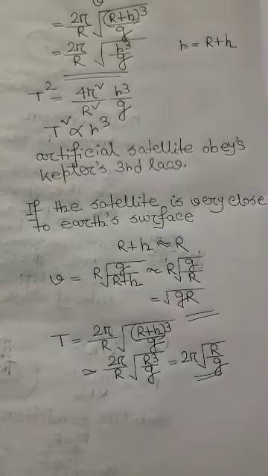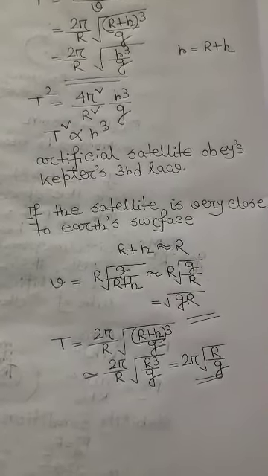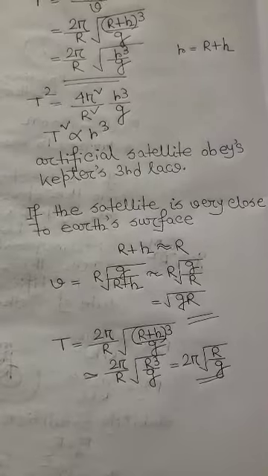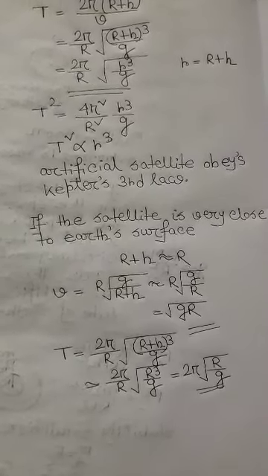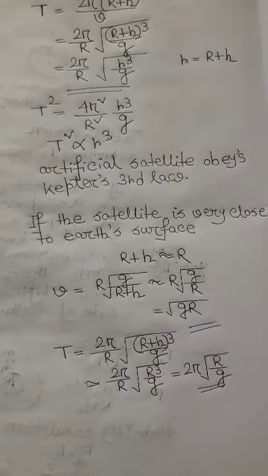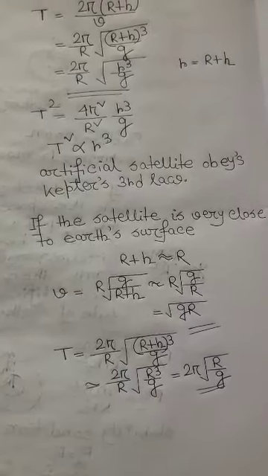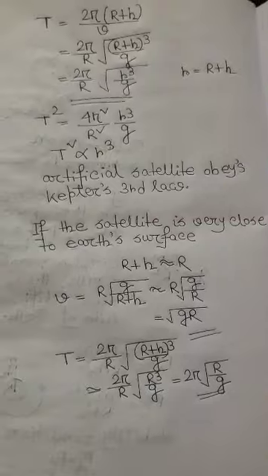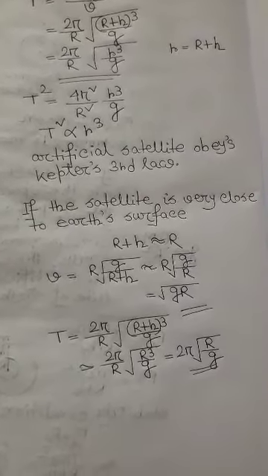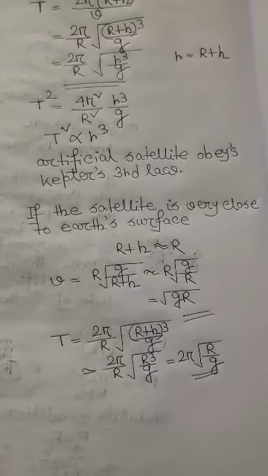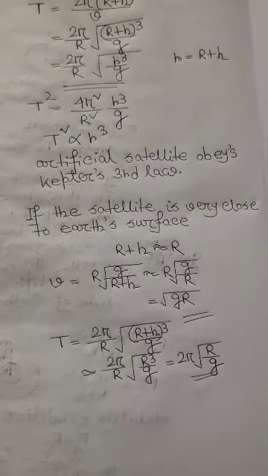Okay, so in today's video I discussed the definition of natural and artificial satellite, and we found the orbital velocity and time period of a satellite revolving around the earth, obviously an artificial satellite, and we also discussed the case when the artificial satellite is very close to earth's surface.